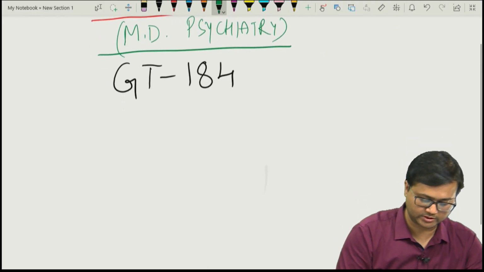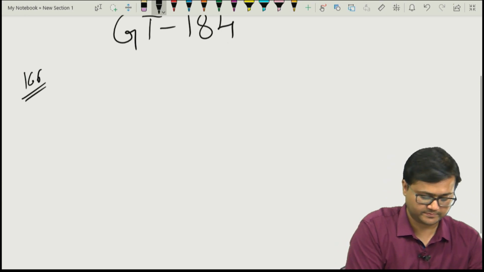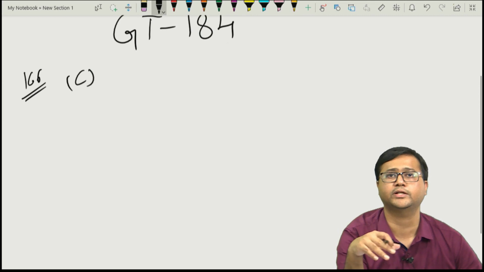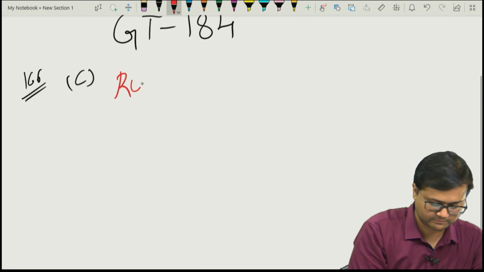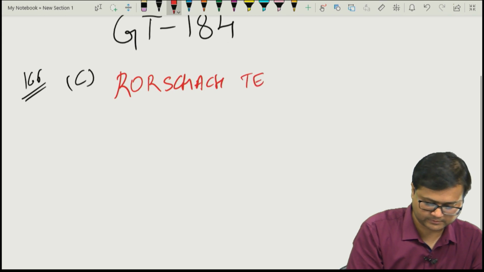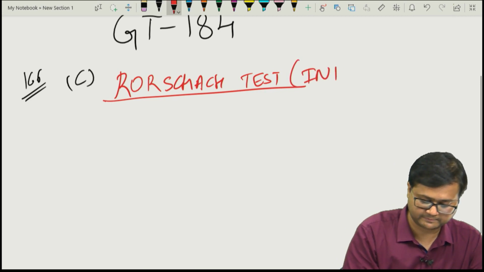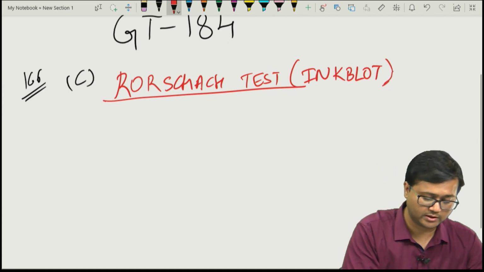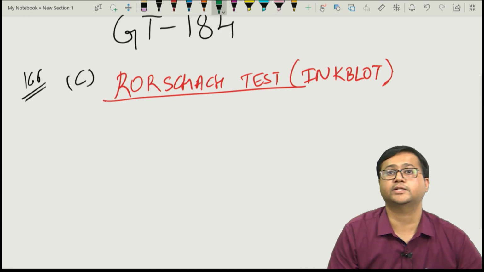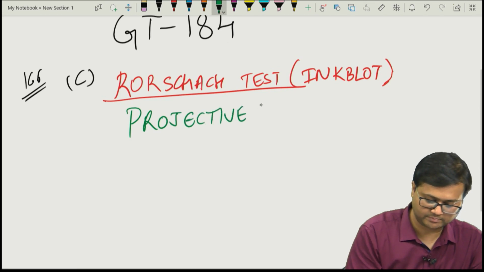Now let us discuss this question. The correct answer is C, it is a test for personality. What is this test which is shown in the image? This test is known as the Rorschach test, or in fact the Rorschach ink blot test. This was one of the ink blots shown in the image. The Rorschach test is one of the projective personality tests.